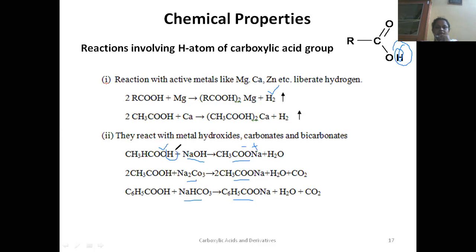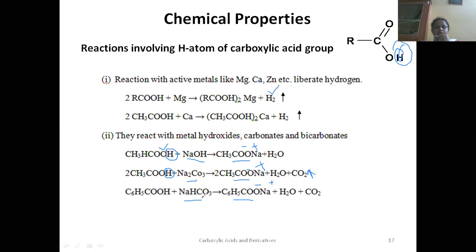This hydrogen is replaced with sodium metal in all these cases and forms salts, because this is not a pure covalent bond between this metal and this oxygen. CH3COO minus Na plus, C6H5COO minus Na plus, these are the salts. But when the carboxylic acid reacts with NaOH, only water is formed in addition. When a carboxylic acid reacts with sodium carbonate, in addition to the sodium salt and water, carbon dioxide gas is liberated.